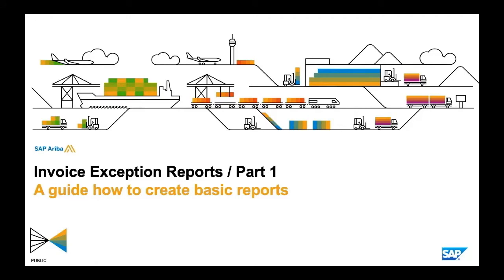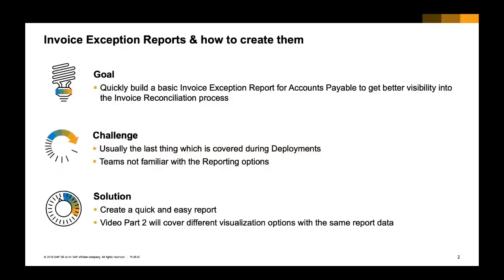This enablement is about how to create basic reports and how to visualize them. It is split into two parts. We are especially tackling how to create invoice exception reports. The goal of this is to quickly build a basic invoice exception report for accounts payable to get better visibility into the invoice reconciliation process.